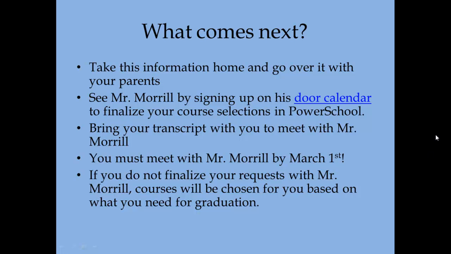So after you've gone through your PowerSchool menu and you've talked with your parents and you've looked at all the options, what comes next? So what we want you to do is, again, make sure you do go over this information with your parents. You take it home and you look it over together when choosing the courses that you plan to take for next year. Then you're going to come and see me by signing up on the calendar that's taped to my door. Make sure that you do that. You're going to sign up for an appointment. Bring your transcript with you and your materials with you so that we can have a good conversation about what you've chosen. And we will together finalize your course request by looking at what you've entered into PowerSchool.